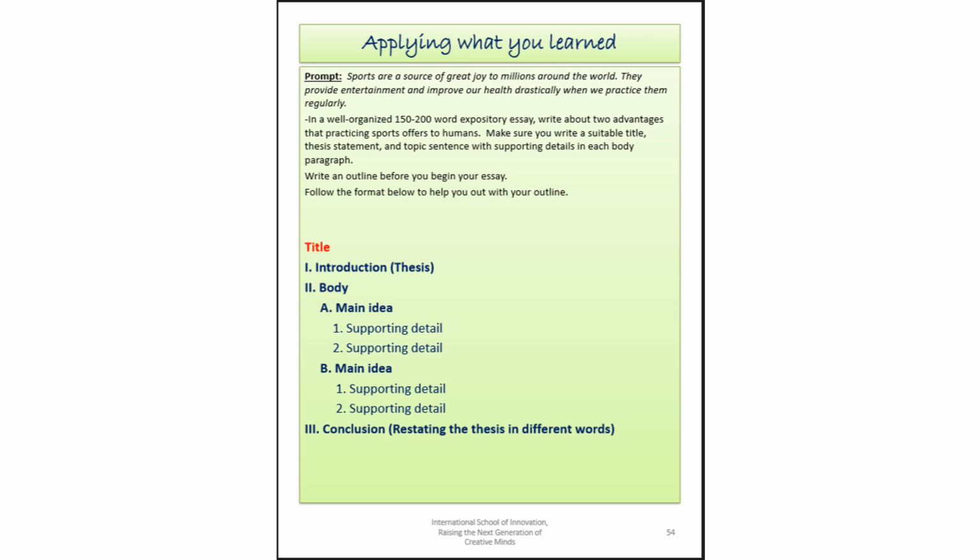And of course, you have to write an outline. This is a form of an outline. It's here. If you don't have your booklets at home, this is the form of the outline. You have to write an outline, and you have to write two advantages about sports. You are going to write an introduction, hook, background information, thesis statement. You are going to write the first body paragraph about the first advantage, second body paragraph about the second advantage, and then the concluding paragraph. And that's it. Thank you.